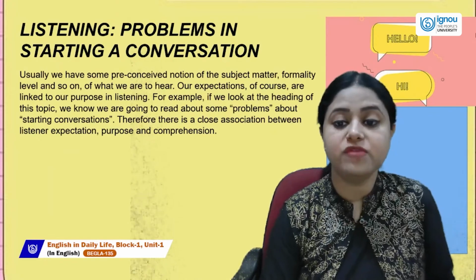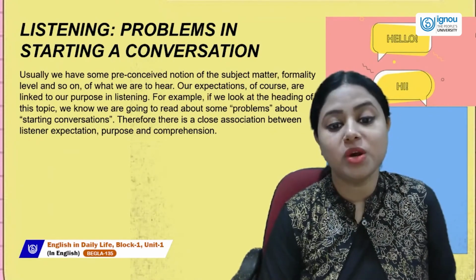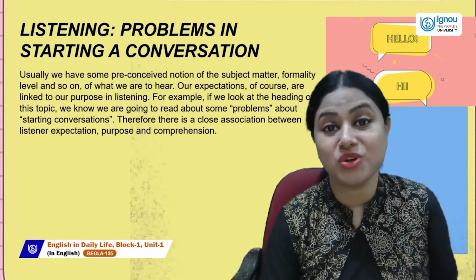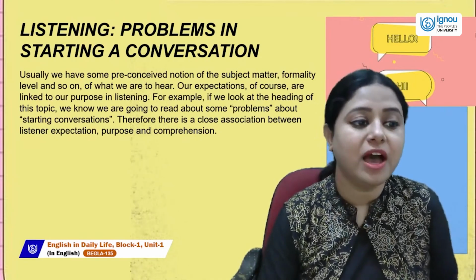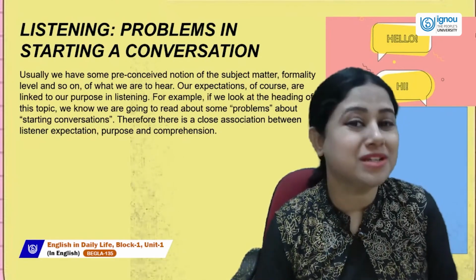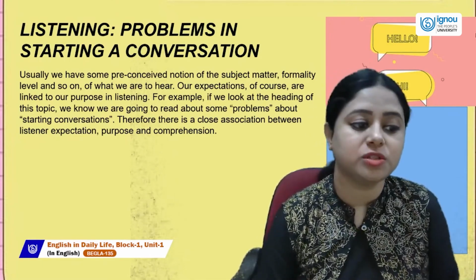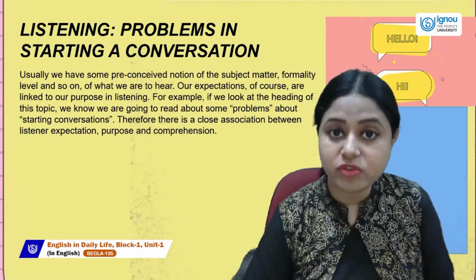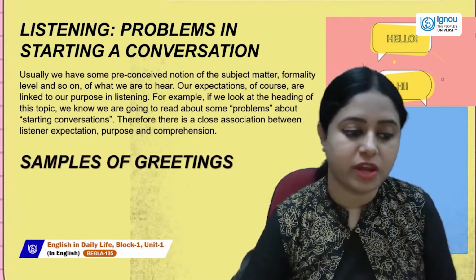For example, let's look at the heading of this topic. We know we are going to read about some problem. So you look at the topic and instantly you think you're going to talk about a certain problem, right? That's the first impression that you get. Why? Because we have preconceived notions, okay? Therefore, there is a close association between listener expectation, purpose, and comprehension. Remember these three words: listener expectations, purpose, and comprehension.